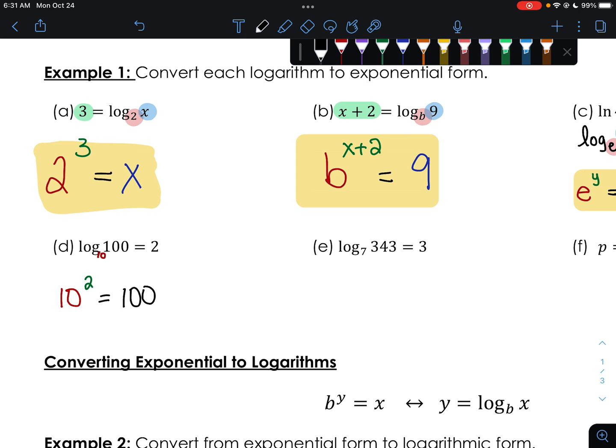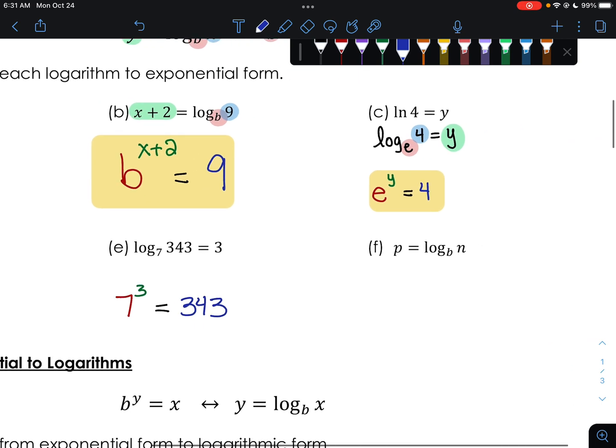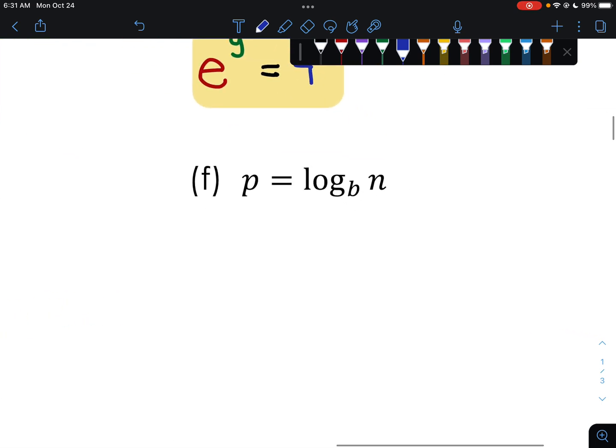Looking at letter E, we should have log base 7 of 343 equals 3, so 7 to the third power equals 343. Looking at letter F, we have p equals log base b of n. So my base is b. The exponent is going to be p, which is set equal to n.